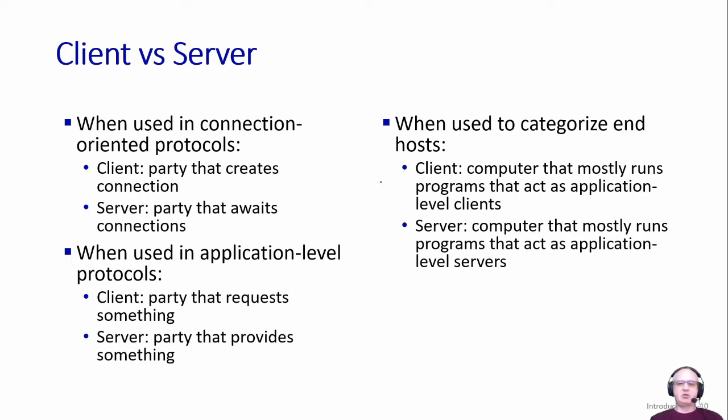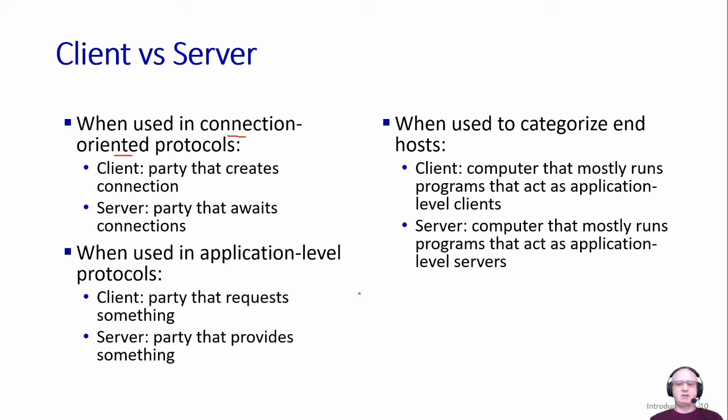When client and server is used in the context of connection-oriented protocols, like I showed earlier, then the client typically is the party that initiates the connection. And the server is the party that waits for connections, that waits for others to approach it. When the terms client and server are used at the application level, then typically the client is the party that requests something. Maybe at the layer of the HTTP protocol, the client is the party that requests a website or an object on a web page. And the server would be the party that provides it.